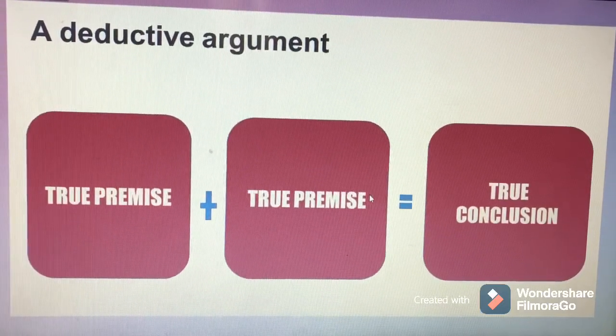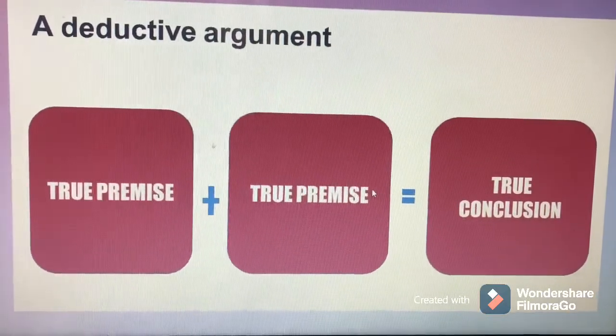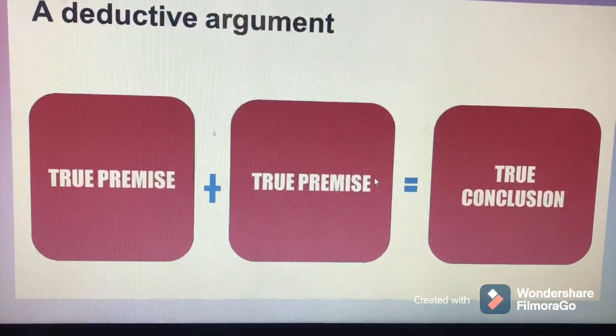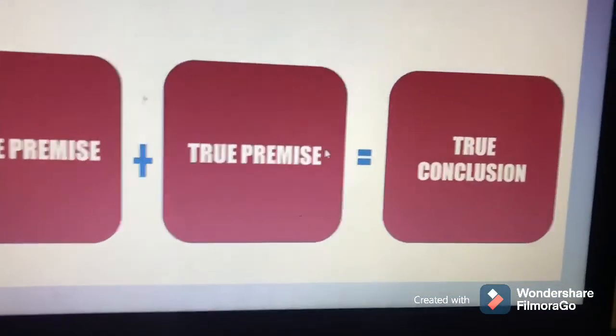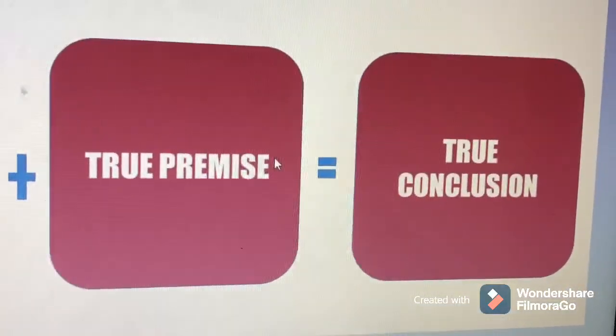A deductive argument has a true premise plus true premise, and that will end up to a true conclusion.